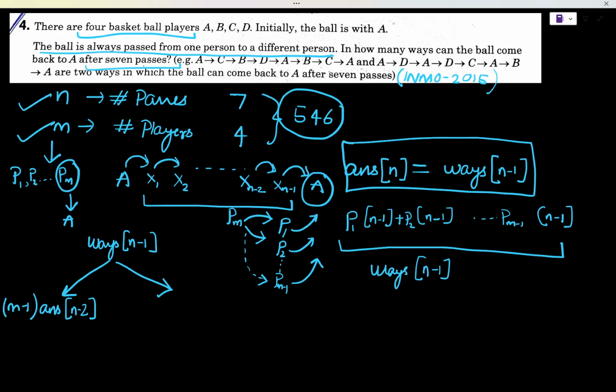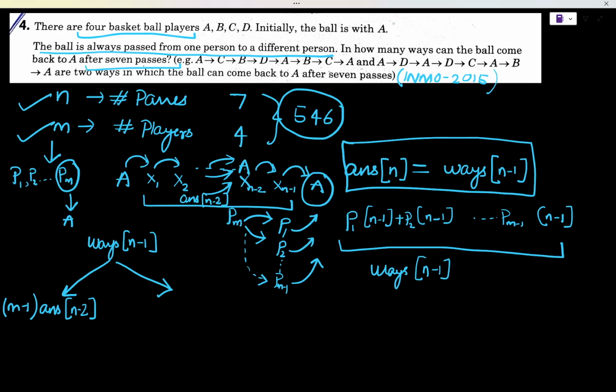Why is that so? Because at x of n-2, A can receive the ball in several ways. Basically, it will be answer of n-2 ways. And for each such way, the ball can be transferred to P1 or P2 all the way up to Pm-1. Hence, all those answer of n-2 ways will be multiplied with m-1 for each of the players. That is one possibility for ways of n-1.